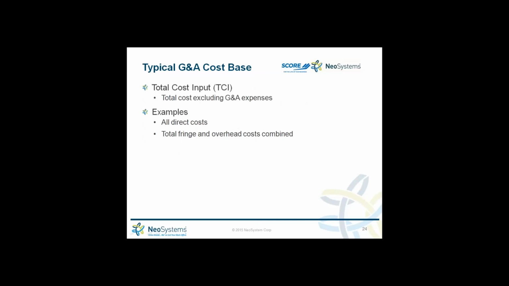So your cost base for the G&A is basically a TCI, or your total cost input. That includes everything within the company, excluding your G&A expenses. So examples are all your direct costs, all of your fringe costs, and all of your overhead costs combined make up your G&A cost base.